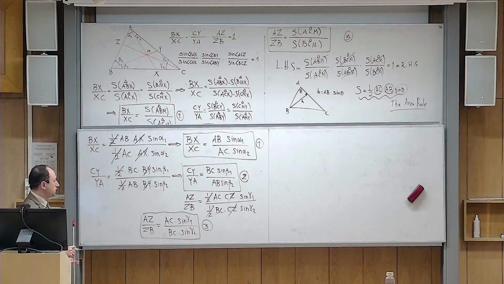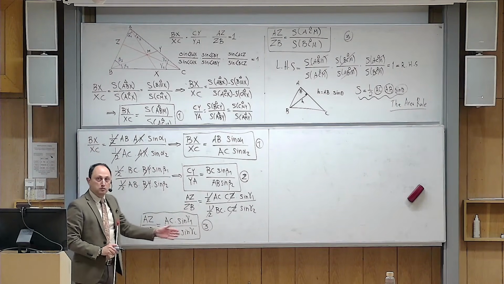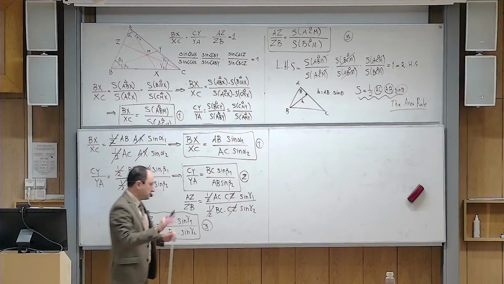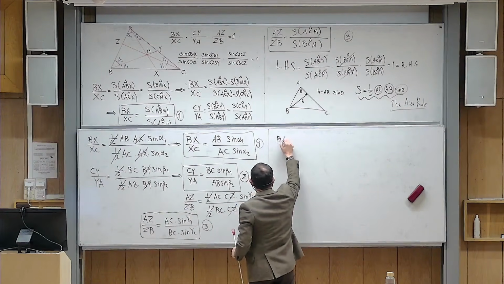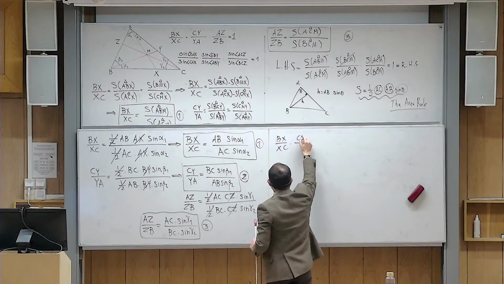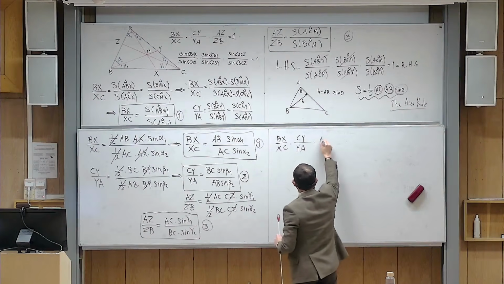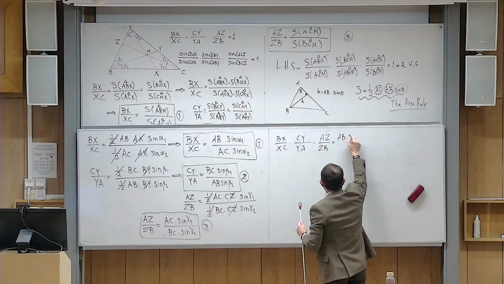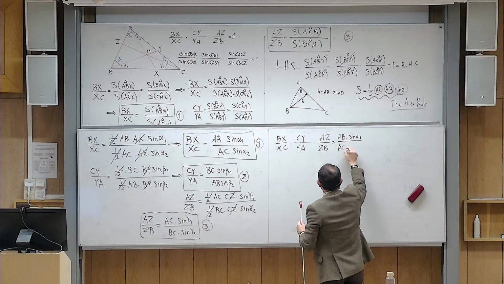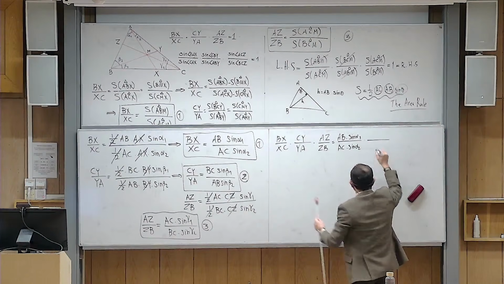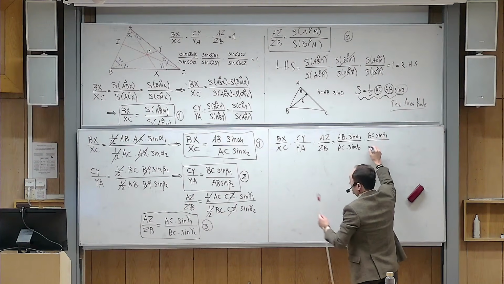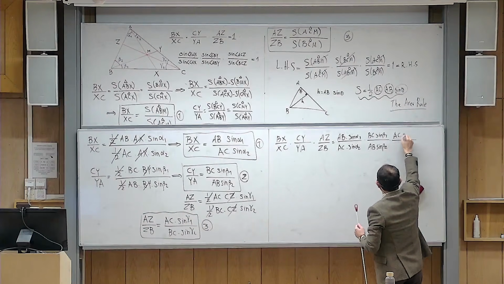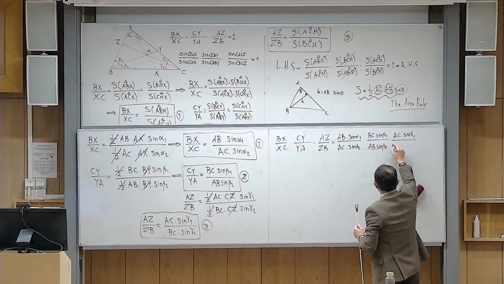Okay, and then hopefully you understand what we're supposed to do. I will take 1, 2, and 3 and multiply both these sides together. The left sides and the right sides. So if I do that, I will get BX over XC multiplied by CY over YA multiplied by AZ over ZB. And on the right hand side, if I multiply these fractions, you have to be a little bit patient. AB sine alpha 1 divided by AC sine alpha 2, multiplied by the second fraction, BC sine beta 1 divided by AB sine beta 2, and then multiplied by the other one, AC sine gamma 1 over BC sine gamma 2, yes?